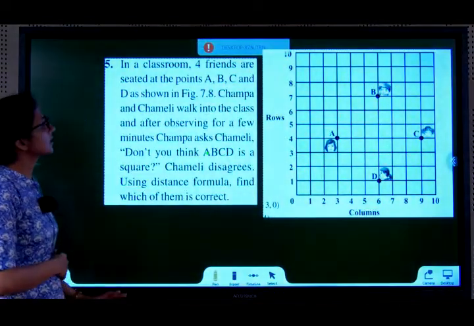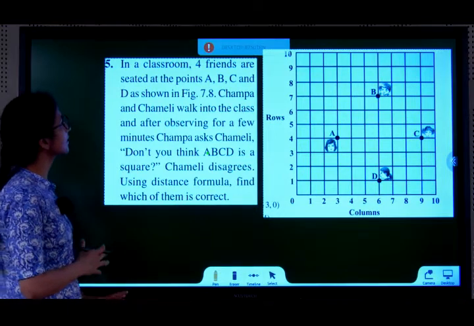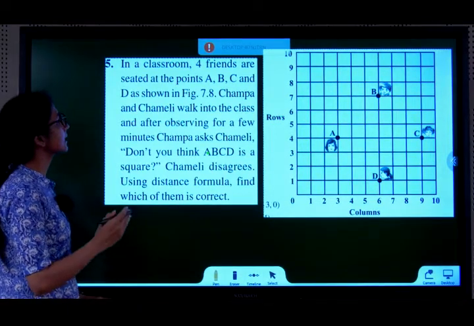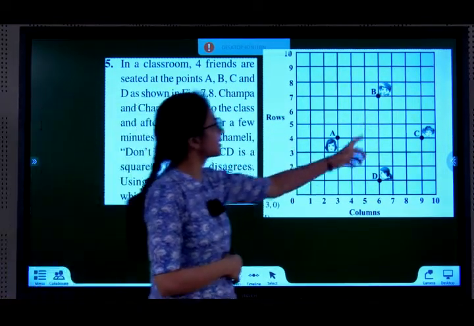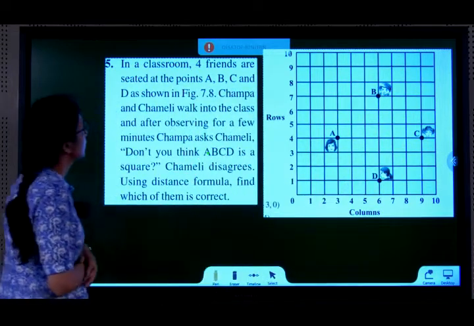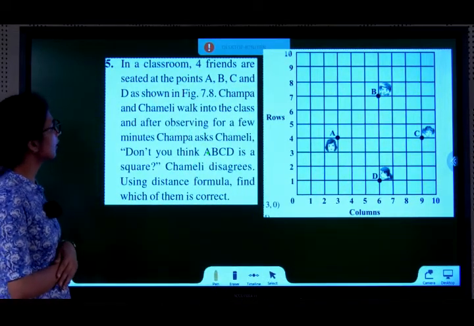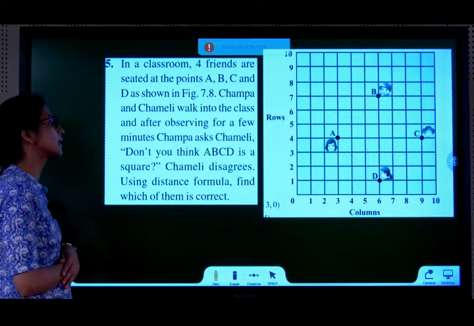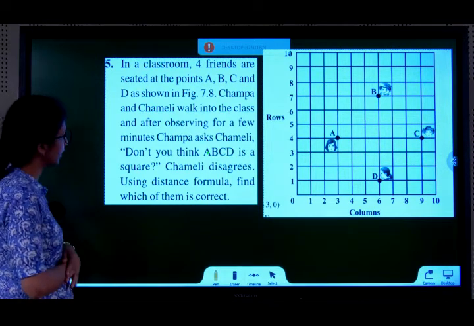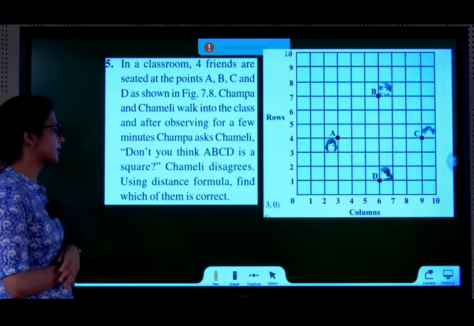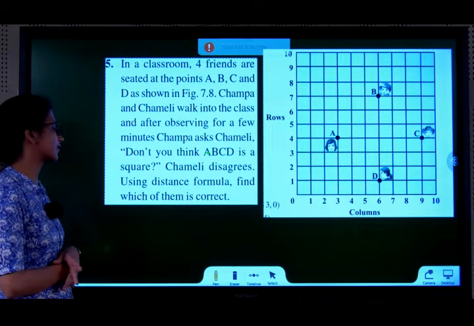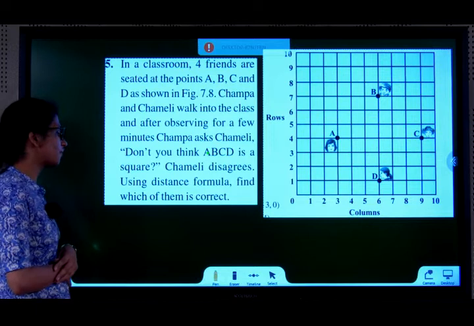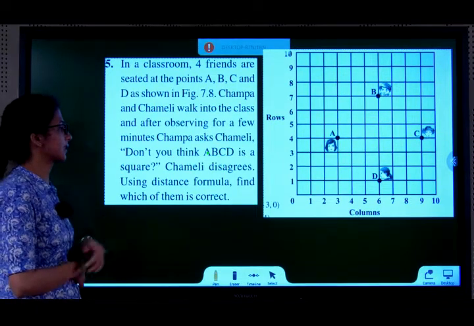Question 5. In a classroom, four friends are seated at A, B, C and D shown in the figure. So, we have A, B, C and D shown in the figure. Champa and Chameli walk into the class and after observing for a few minutes, Champa asks Chameli, "Don't you think ABCD is a square?" Chameli disagrees. Using distance formula, find which of them is correct.